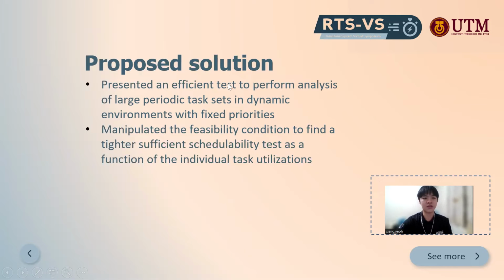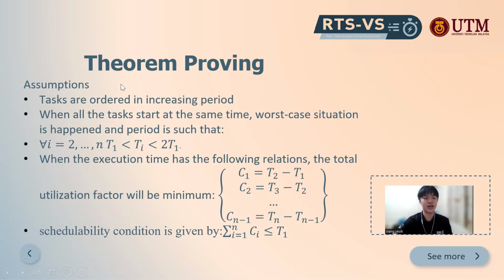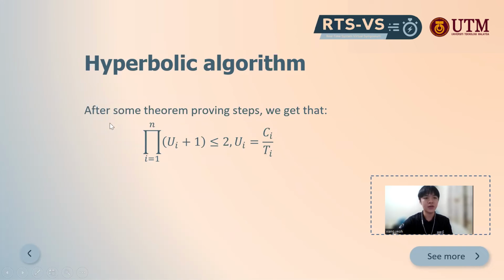The proposed solution of the paper is to present an efficient test to perform analysis of large periodic task sets in dynamic environments with fixed priorities, and also to manipulate the feasibility condition to find a tighter sufficient schedulability test as a function of the individual task utilizations. Here are some of the theorem proving and also assumptions, and I will not go deep into it. After some theorem proving steps, we get this formula, which means that the product of all the Ui plus 1 must be smaller than 2 in order for the system to be schedulable.